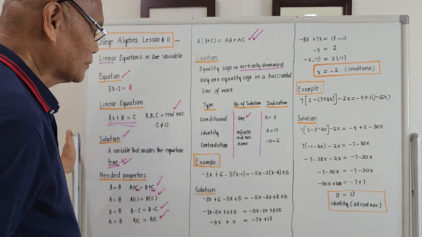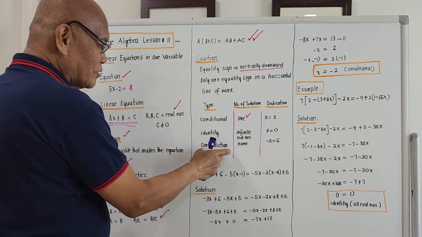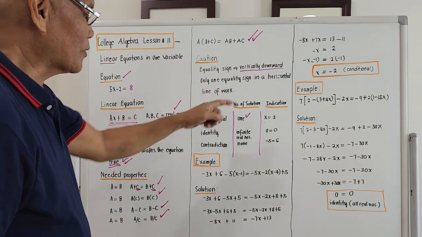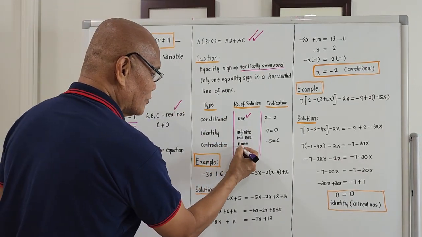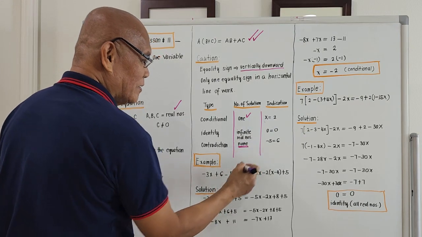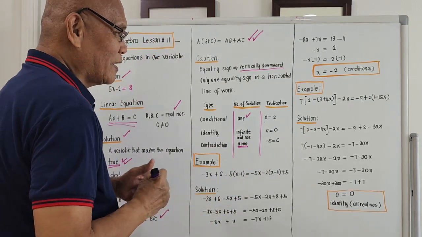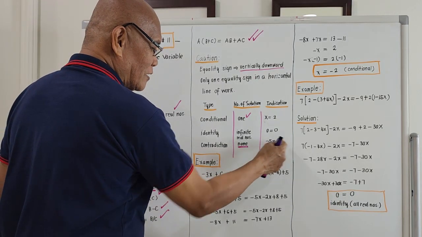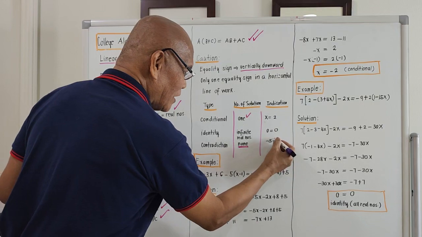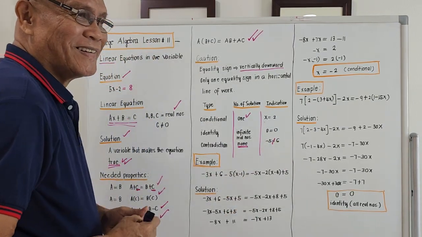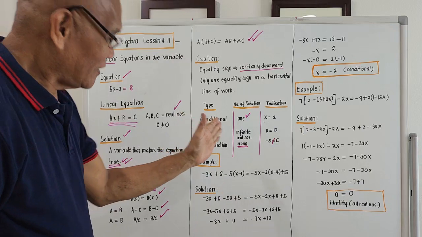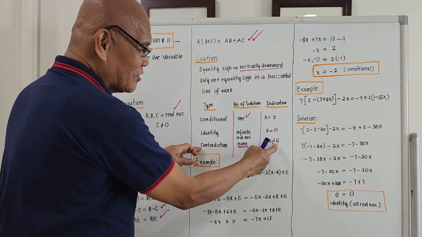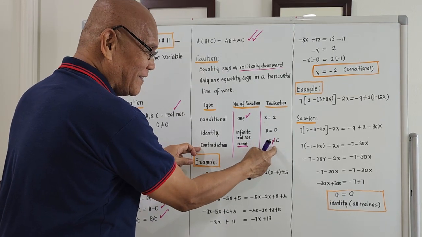For the last one, it is the contradiction, or contradictional, linear equation. And the number of solutions: none. There is no solution. Okay, because what will come out in the equation will be an indication something like this: negative 5 is equal to negative 6. It's actually not equal, right? Meaning the value of the left hand side is not equal to the right hand side. So under the contradiction, instead of being equal, it is not equal.